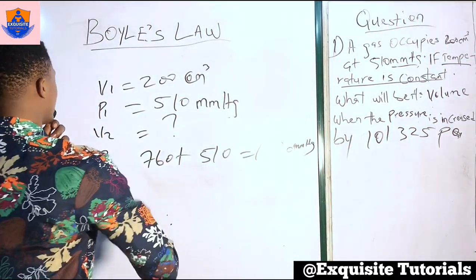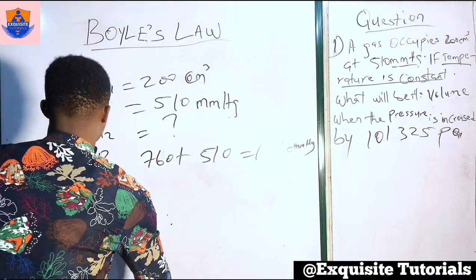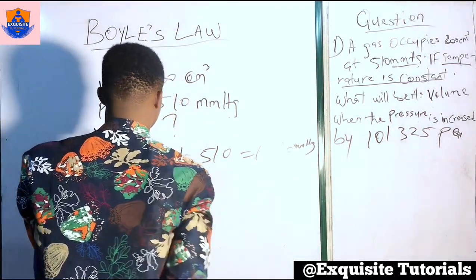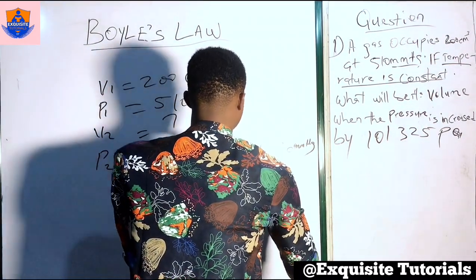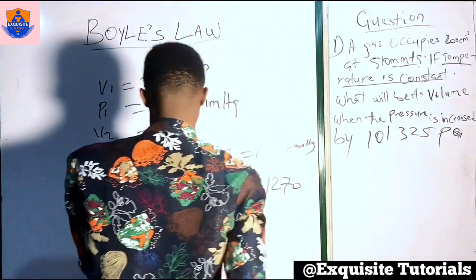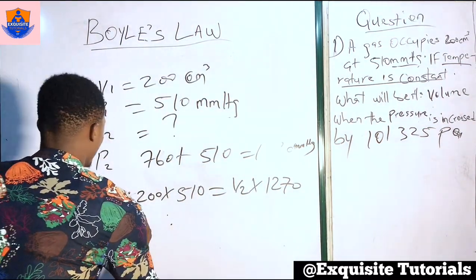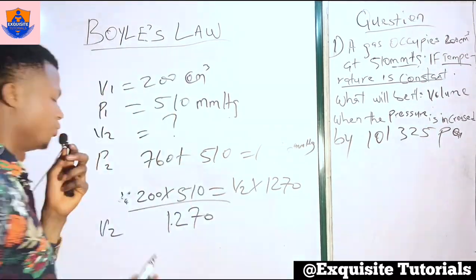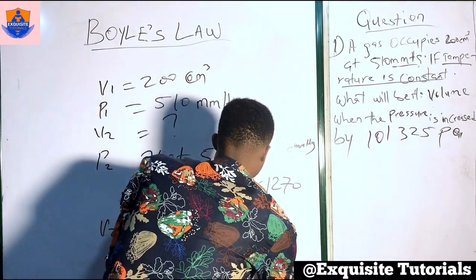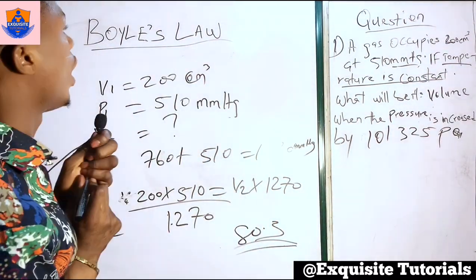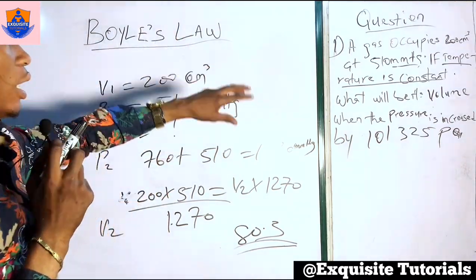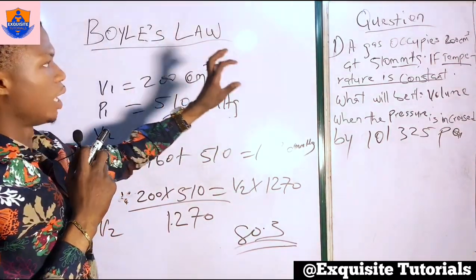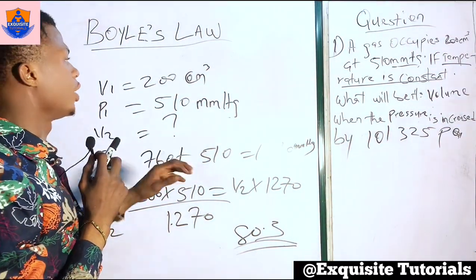Now to get our V2, we say V1 times P1, which is 200 times 510, is equal to V2 times 1,270, which means that V2 is equal to 200 times 510 divided by 1,270, which equals 80.3. So now, just know how to convert from one unit to another in all of these and understand what each gas law is talking about.